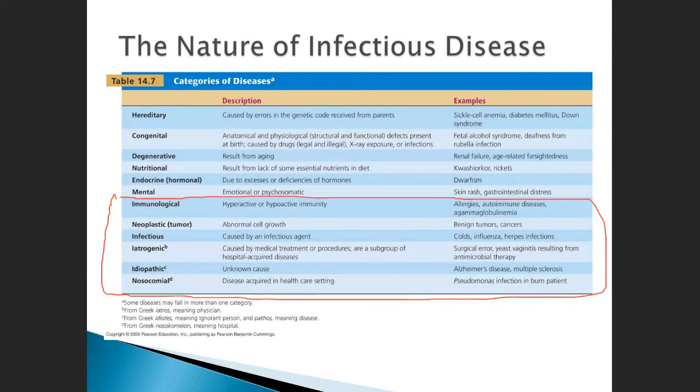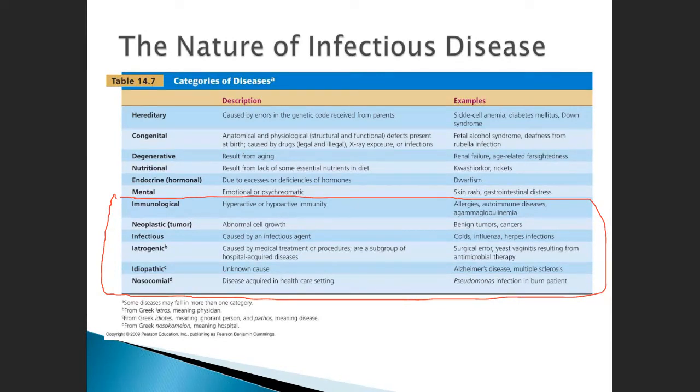So immunological, right? This is the immune system. You can have a hypoactive immune system and therefore it doesn't function properly, or you can have a hyperactive immune system and then it overreacts, anaphylaxis, right? Neoplastic, that means tumor, that means cancer. And you might be surprised to know that a lot of cancers are caused by infectious agents, right? And we'll talk about some of these.